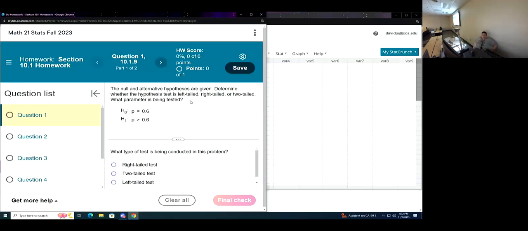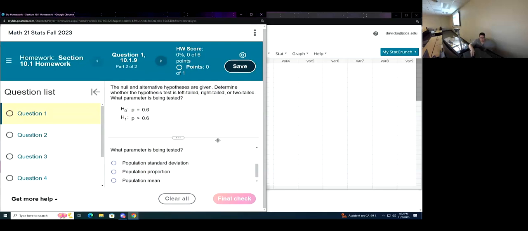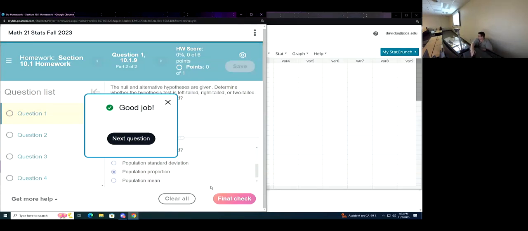So here it says the null and alternate hypothesis are given. Determine whether the hypothesis test is left-tailed, right-tailed, or two-tailed. What parameter is being tested? Well, the arrow tells us what type of tail it is. This is pointing to the right, so it's a right-tailed test. And what parameter is being tested? P is for proportion, so population proportion. That's an easy question.